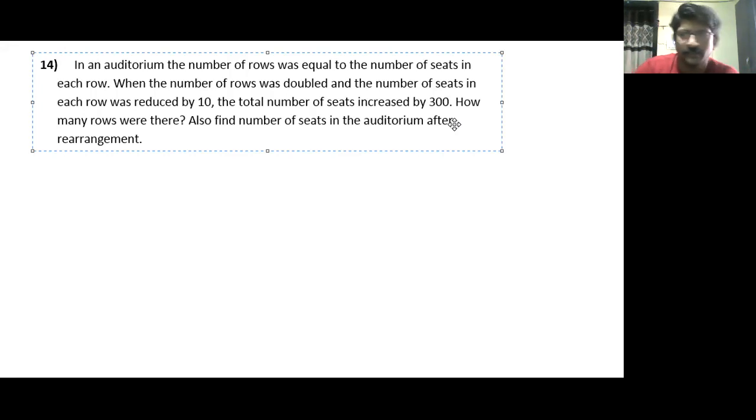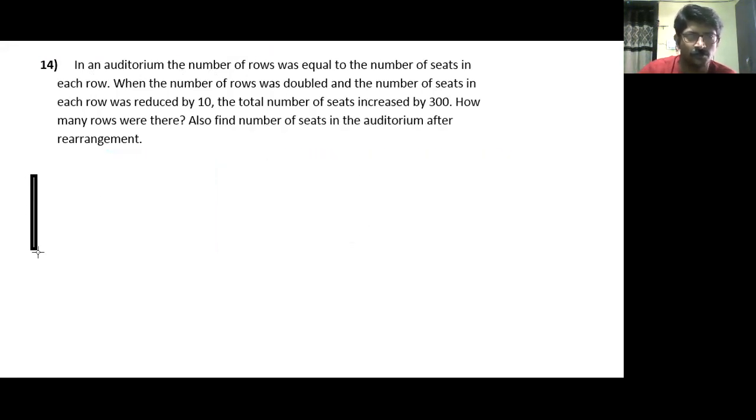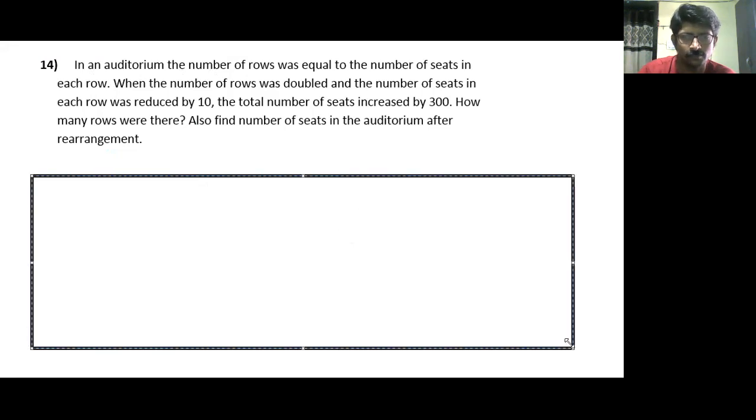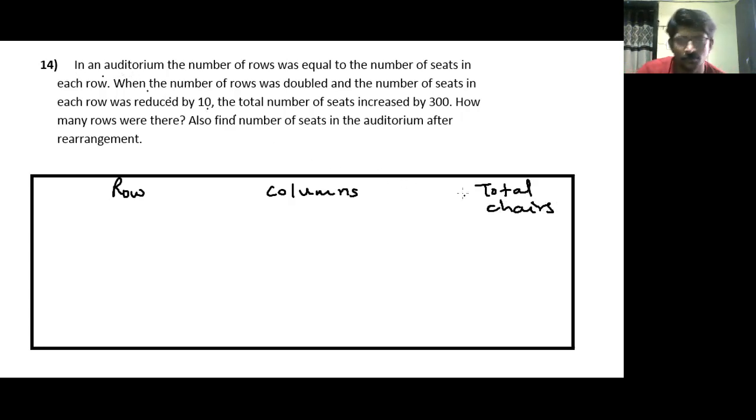Okay. So see, first of all, it is given: in an auditorium, the number of rows was equal. I'll just draw the cases. Case one, case two. So first of all, we'll have to write it down over here: the rows. Then there would be columns, and then there would be total chairs, or total seats.